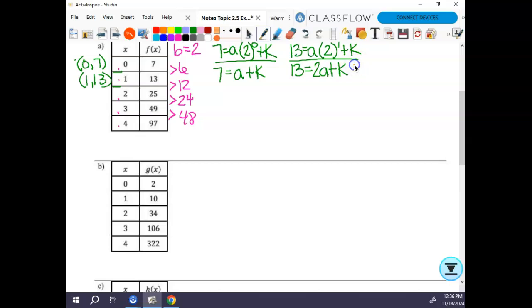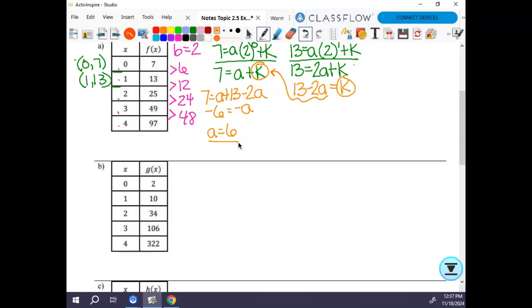So I'm going to take this one and solve it for k. 13 minus 2a equals k. So this is equal to k, and there's a k right here. So I'm going to do substitution, take this, and substitute it in right there. So that's going to give me 7 equals a plus 13 minus 2a. That'll give me negative 6 equals negative a. So a equals 6. Okay, there's the first part of what I need.